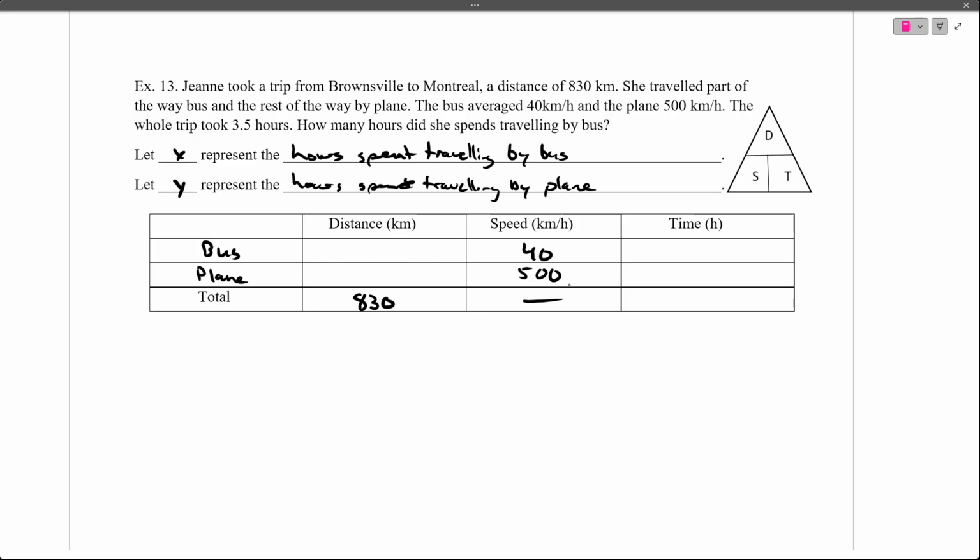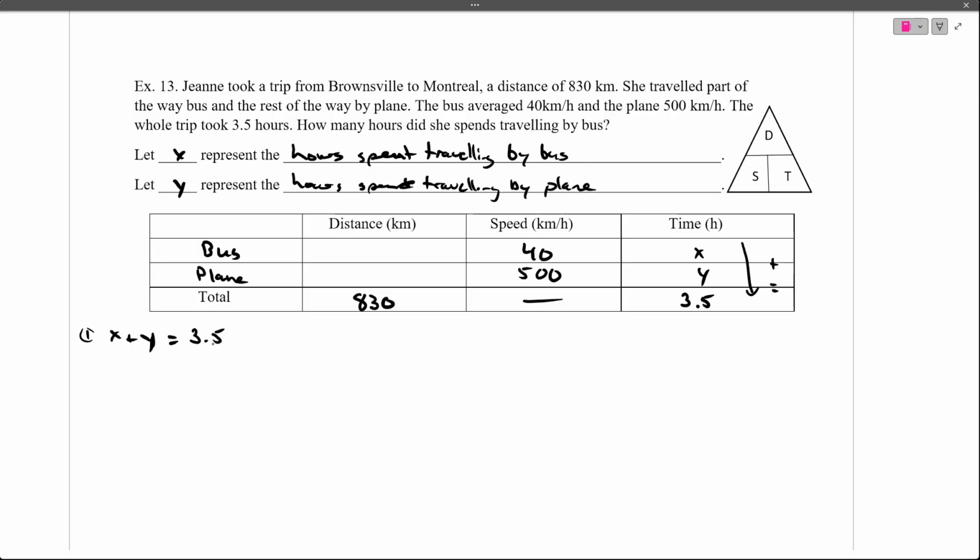What about the time? We know the whole trip took 3.5 hours. So the total was 3.5 hours. This time is actually what we're looking for here, so it represents our x and our y. That's actually one of our equations: x plus y is equal to 3.5. That's nice and easy. If we just go down this column, we add and we get our equals there. So that's going to be equation number 1: x plus y is equal to 3.5.